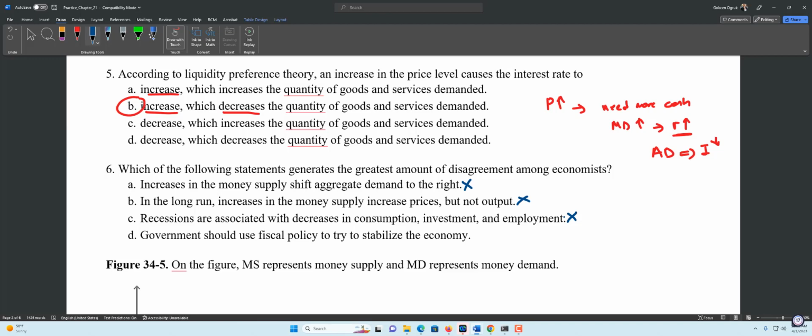We know that we see a decline in consumption and investment, and that causes recessions. And this last one is the one that creates a lot of disagreement among economists, because some economists favor and support the use of fiscal policy to try to stabilize the economy. Some others think that fiscal policy is actually destabilizing the economy more. Therefore, the right answer is D.